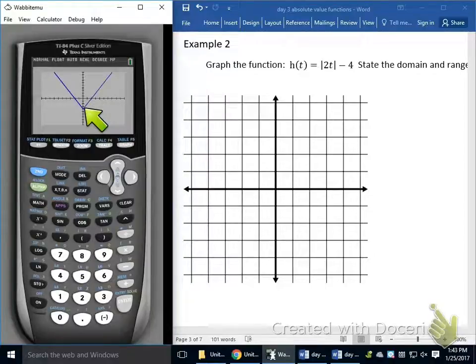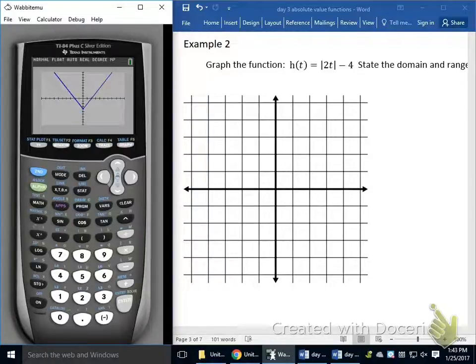Also, your slope has been impacted. It's now rising 2, running 1. And that's because of the 2 inside here. Technically, since it's inside the absolute value, this is not stretched vertically. Technically, it's compressed horizontally. It's been pushed in from both of the two sides.